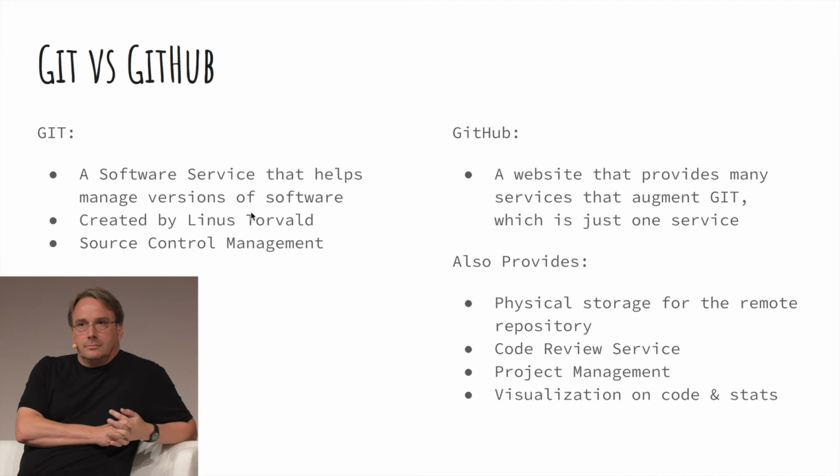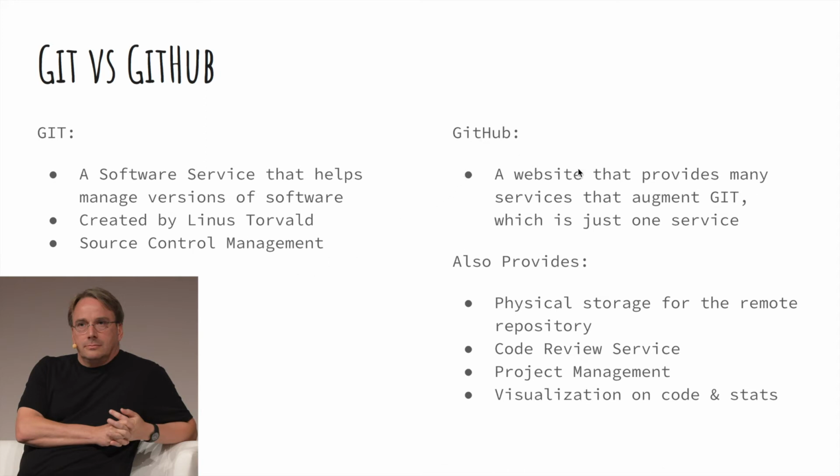This software service, Git, was created by Linus Torvald. You'll see him here. Really smart guy. And the whole system is called source control management. This has been going on for decades in the industry for software. It allows you to save your code, and it does a lot more.